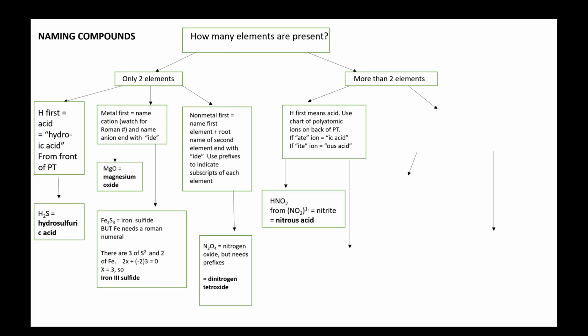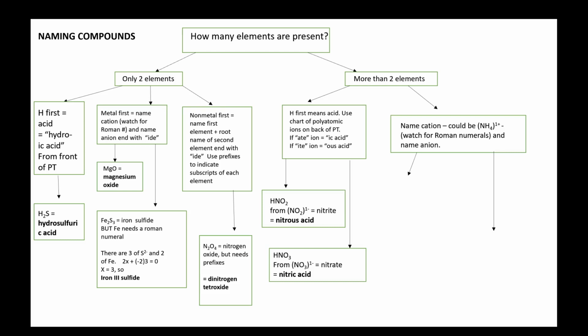So HNO2, 3 capital letters. I look on the back, NO2, 1 minus is nitrite. This becomes nitrous acid. HNO3, again, H is first, 3 capital letters. NO3 is on the back, is called nitrate. This becomes nitric acid.